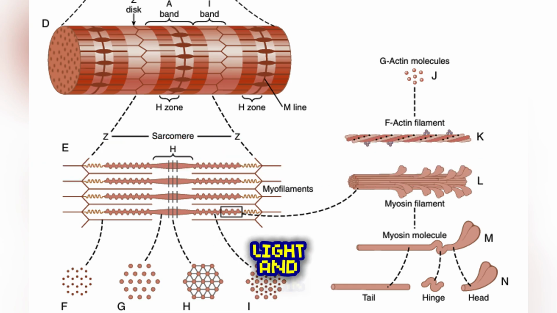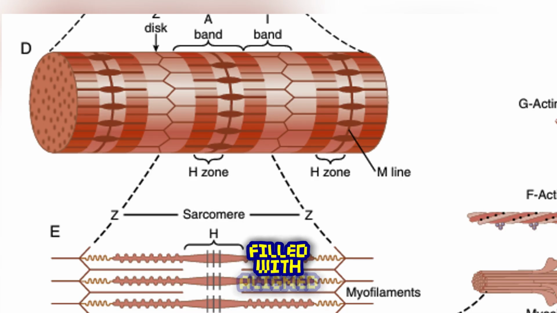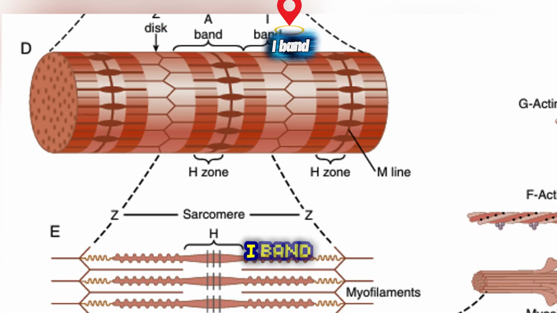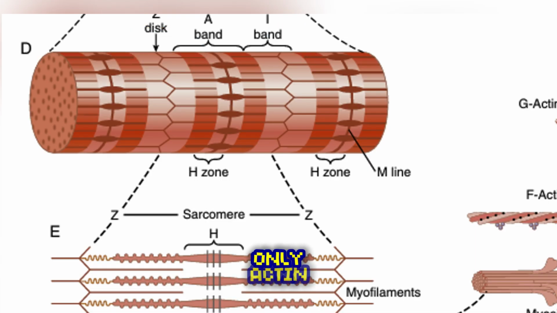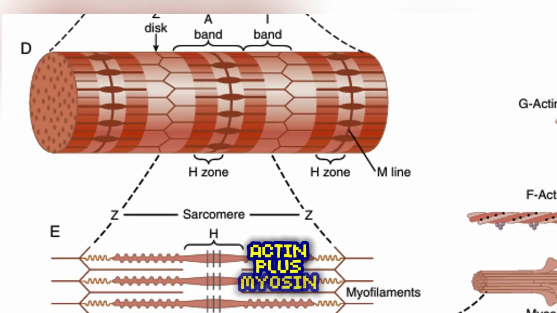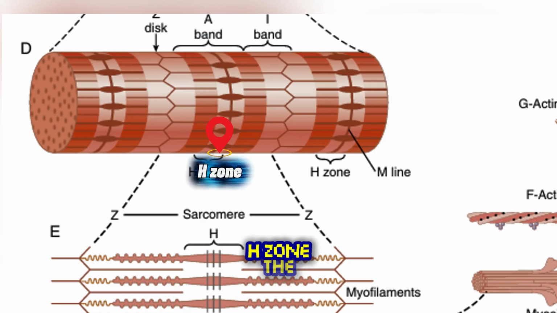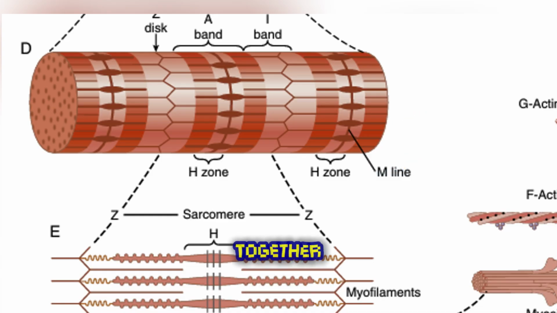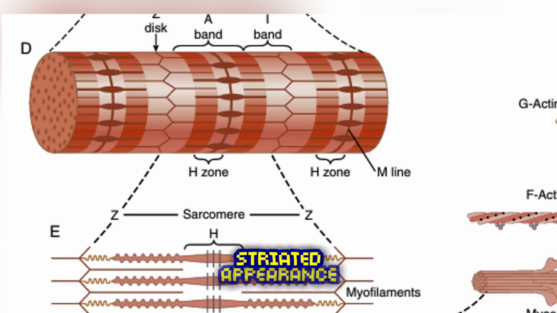The large cylinder represents a complete muscle fiber. Inside you see light and dark stripes because it is filled with aligned myofibrils. The labels indicate Z disc, the dark line that marks the boundary of the sarcomere. I band, the light zone, only actin. A band, dark zone, actin plus myosin. H zone, the central part of the A band where only myosin is present. M line, the exact center of the sarcomere. All of this together forms the famous striated appearance.